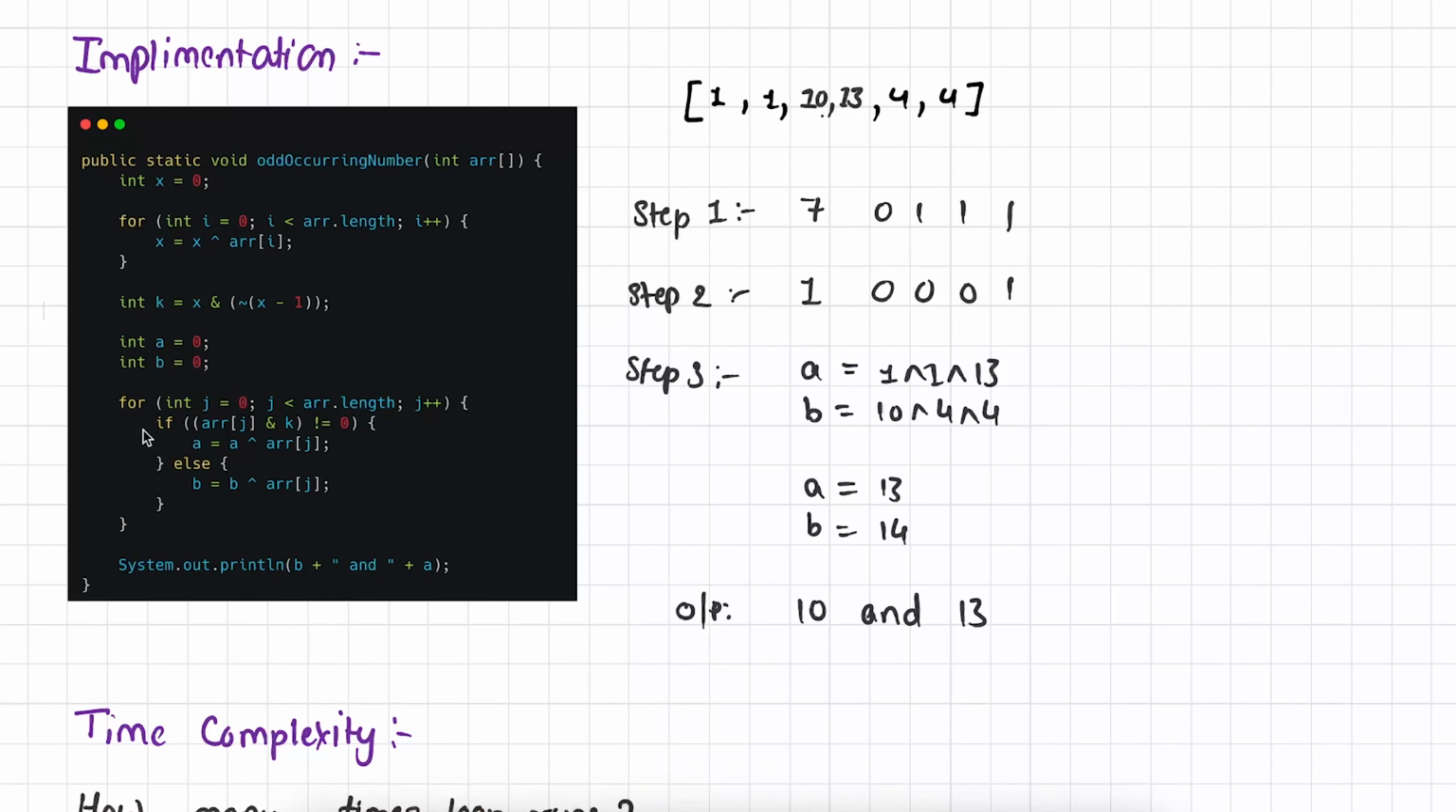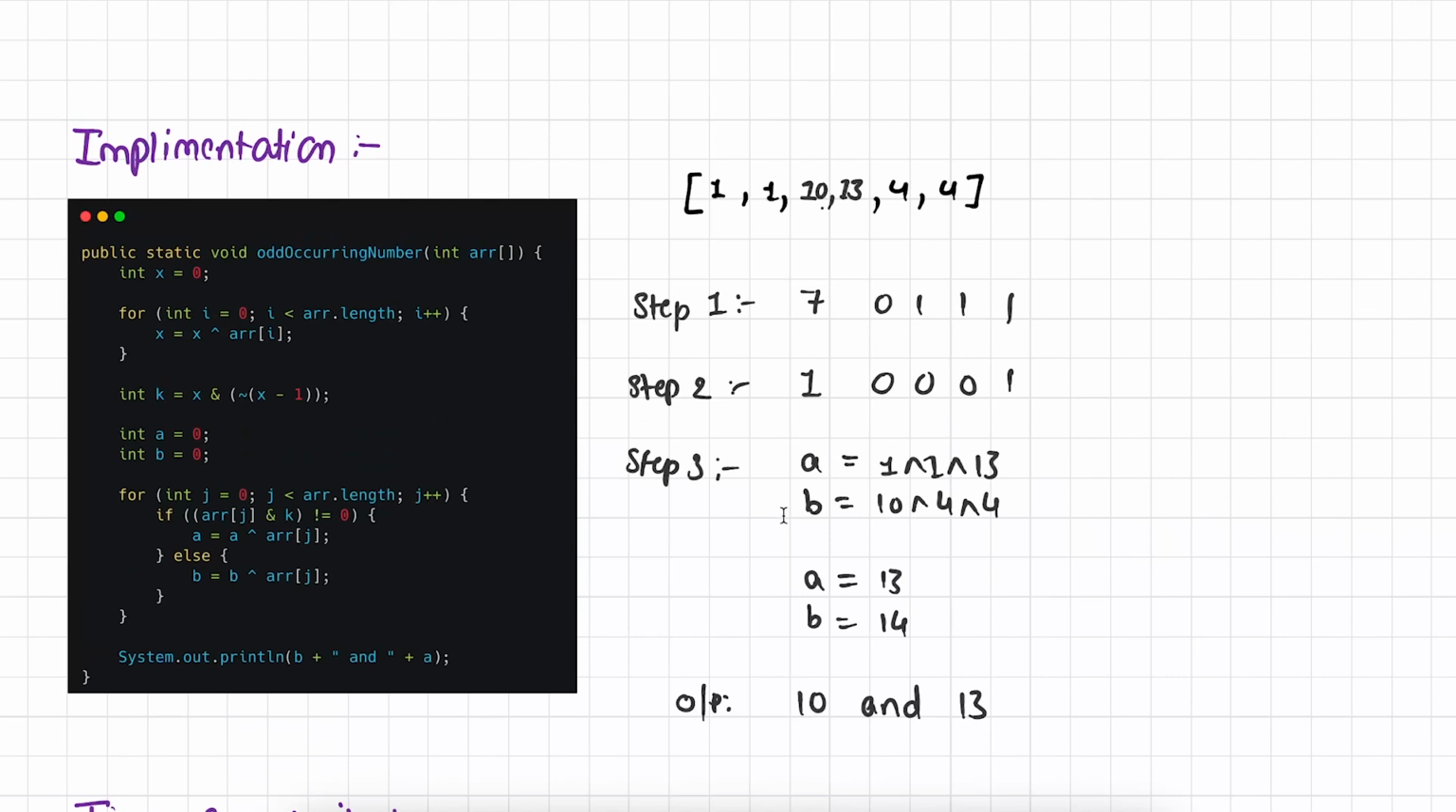Now again we are running a loop from 0 to array.length, and in this loop we are dividing our array into two groups. So in the if statement we are checking if the kth bit is set or not. And how are we checking? We are simply doing bitwise AND of the element and k, and if the bit is set, we do XOR with a, and if the bit is not set, we do XOR with b. So this way we collect all the elements whose kth bit is set in variable a, and all the elements whose kth bit is not set in b, and at the end we print both the elements.